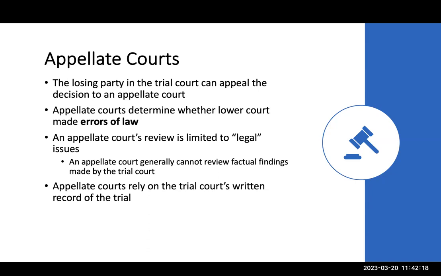Instead, the appellate court looks and sees whether the lower court made errors of law, and in doing that, they rely upon the written record of the proceedings that happened at the trial court. This written record would consist of the various legal pleadings that had been filed, transcripts made by court reporters of the testimony that had been heard at trial, and a review of course of the evidence that was presented. Again, all to see if the trial court made any errors of law.